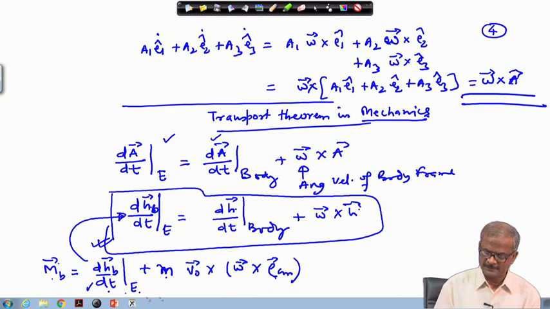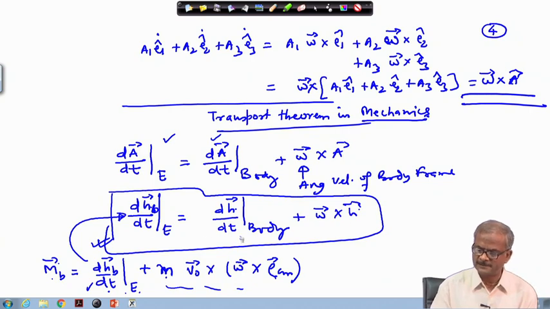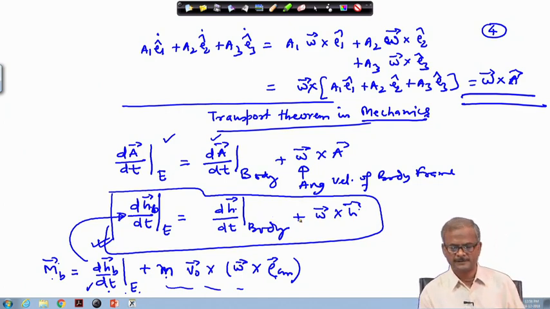So still we are here. After removing this term, we get this term, and this term can be further expanded, and there is advantage in writing it like this. And what is the advantage? We will continue discussing in the next lecture.